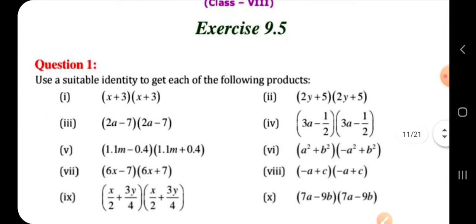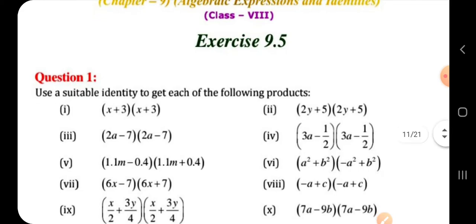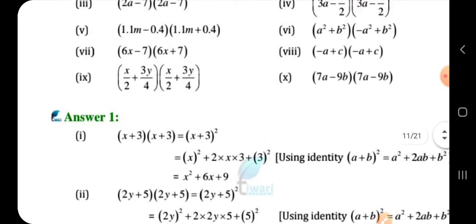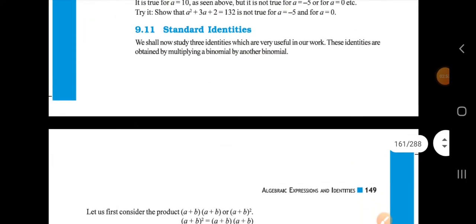Now let's start 9.5. Before starting this exercise, we have to learn these identities, standard identities. Some of the formulas are given, you have to learn them. You must learn them because the remaining examples are based on these identities.